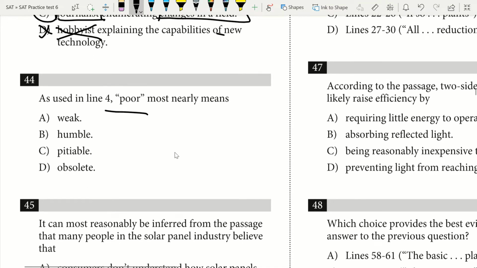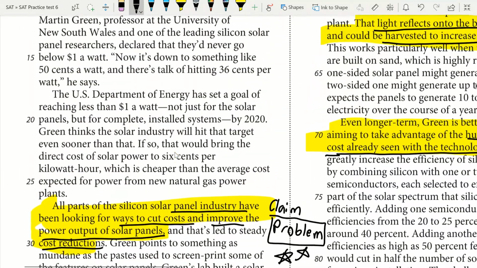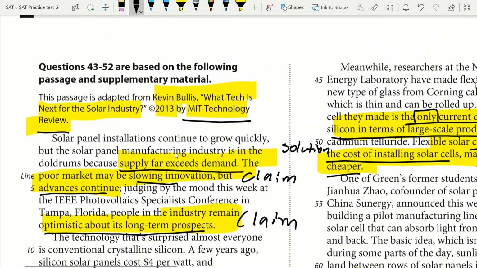As used in line 4, poor most nearly means. Obviously, this is a words in context question because it's asking what it most nearly means. So line 4, poor, what does it most nearly mean? Let's go take a look. Come up with our own answer choice first. That way we're not swayed by the choices. We've got the poor market may be slowing innovation, but advances continue.